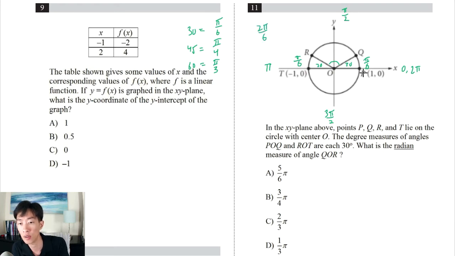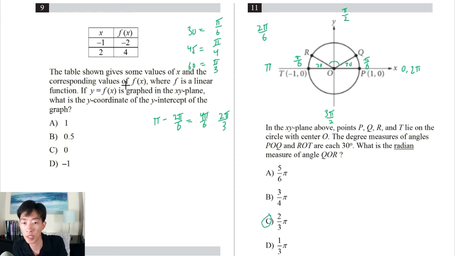And since from here to here is 180 degrees or a full pi, you're basically just thinking in your mind pi minus 2 pi over 6 is going to give you 4 pi over 6. Reduce that, it's going to be 2 pi over 3. And that's why the answer is C.